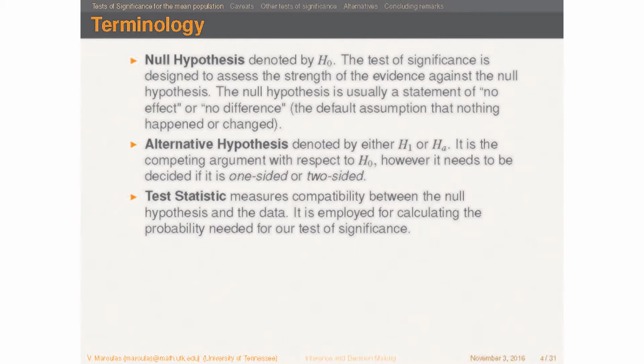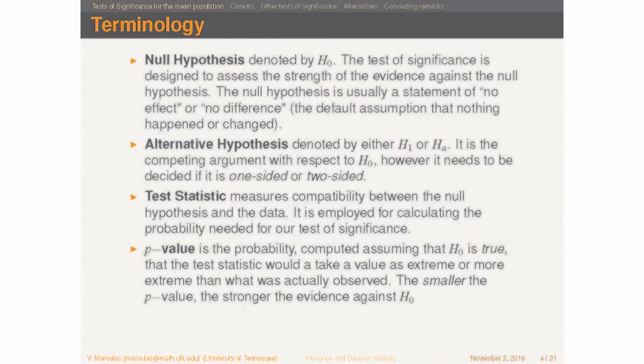Once you have a perfect statement, null versus alternative, then what you need to do is you need to find the test statistic. And basically, the test statistic measures the compatibility between the null hypothesis and the data themselves, okay? And basically, it is employed for calculating the probability needed for our test of significance. This probability is basically the p-value, okay?